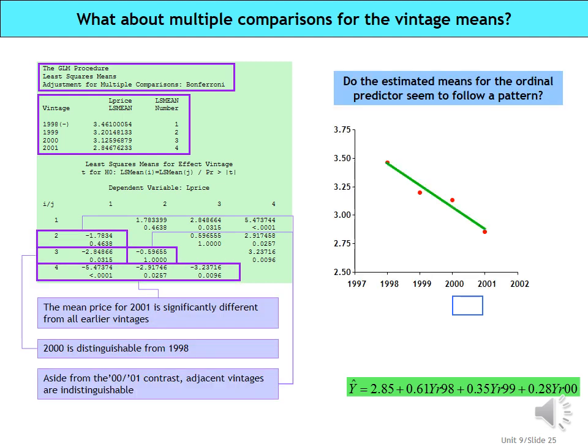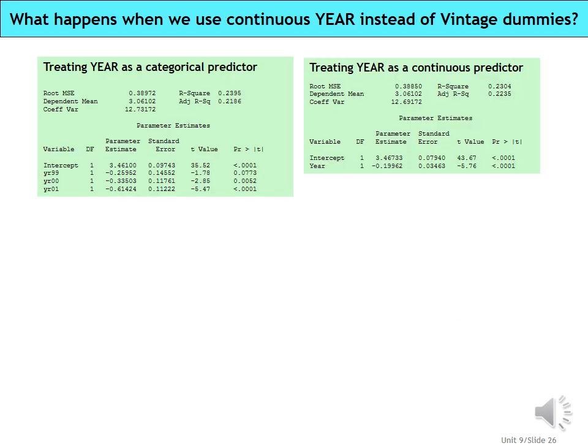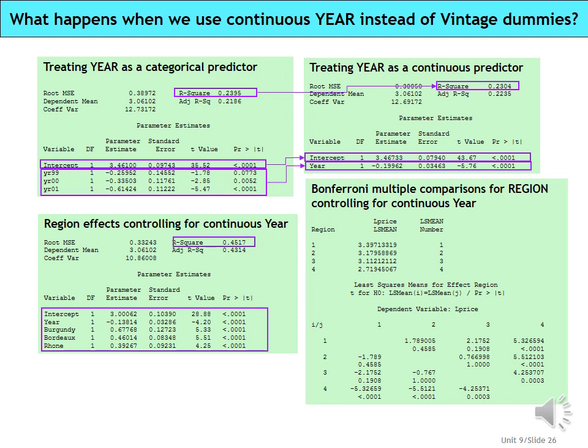This is the equation that we have: 98, 99, 2000, and 2001. As the year increases, the price decreases. We control for the year, it continues as a year. So with the area, it didn't change anything. Still, Languedoc is the cheapest one and statistically significant compared to the other ones.